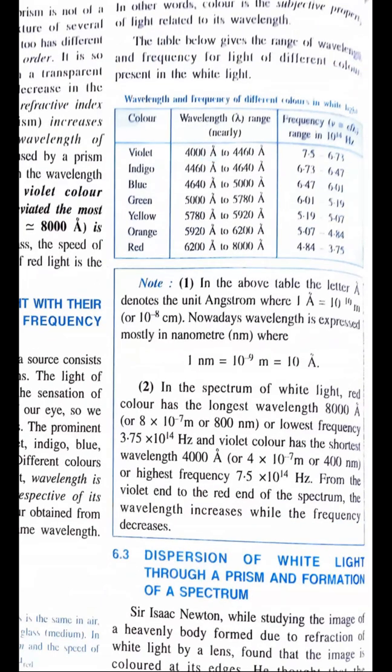So 4000 to 4460 is violet, 4460 to 4640 is indigo. Then you have blue, 5 to 5780 green, 5780 to 5920 yellow, 5920 to 6200 orange, and 6200 to 8000 red. Okay. Here you will see that red has the maximum range. Yes or no? 6200 से लेकर 8000 तक.